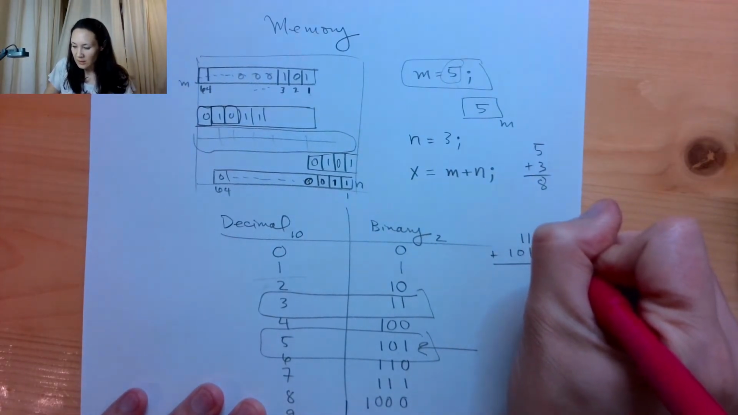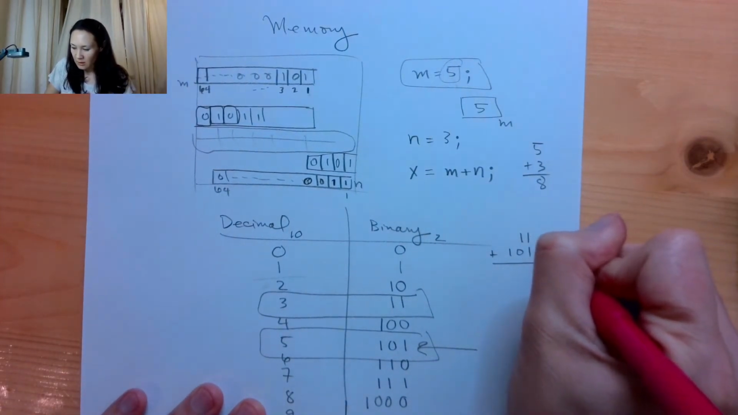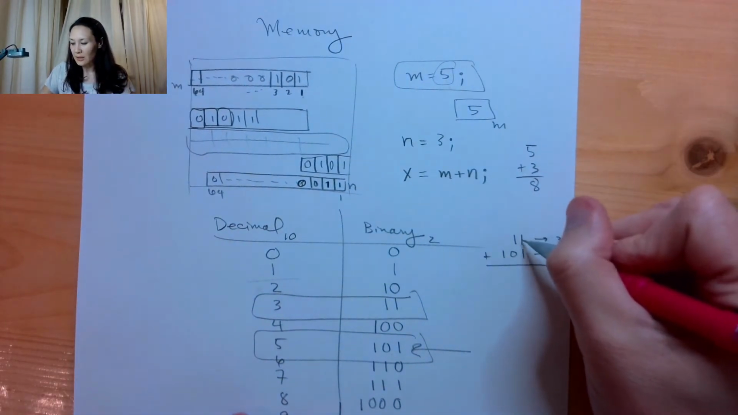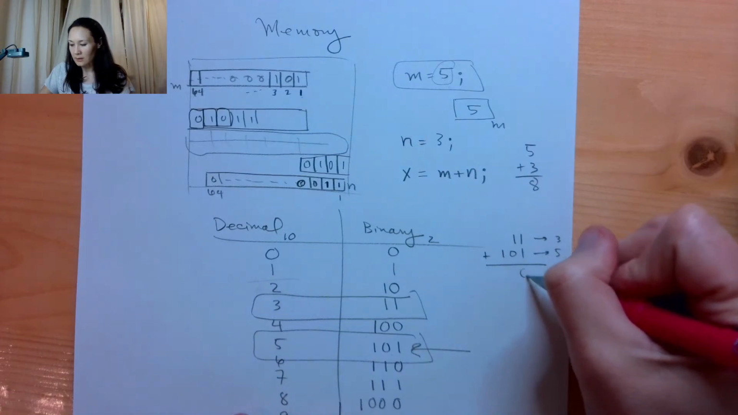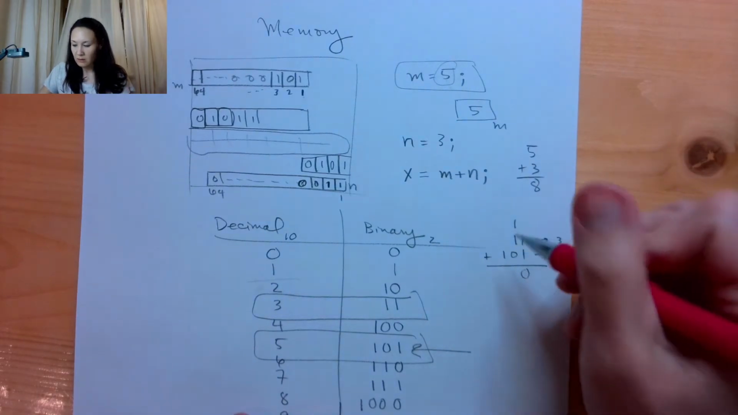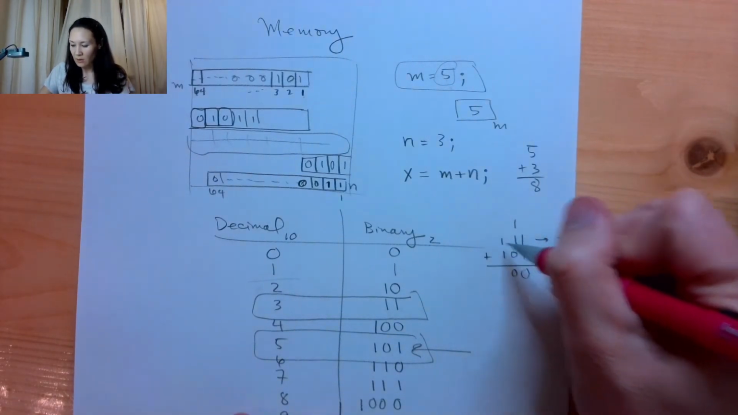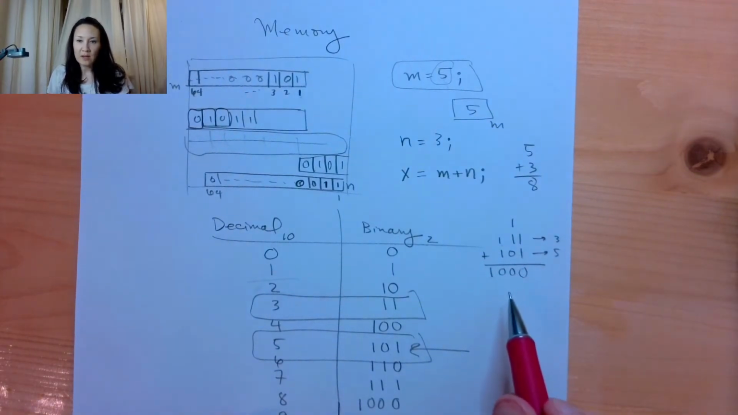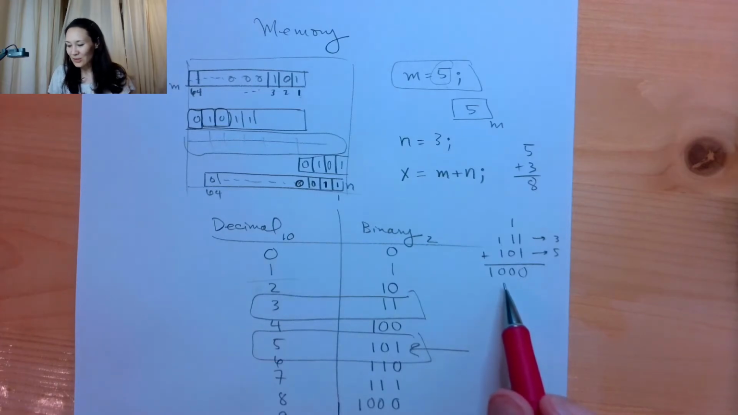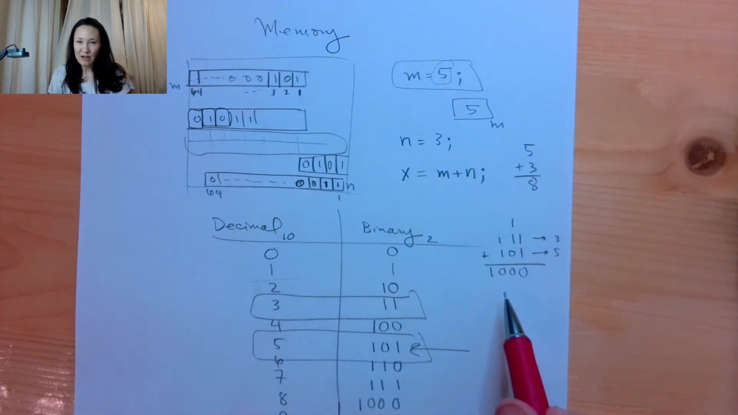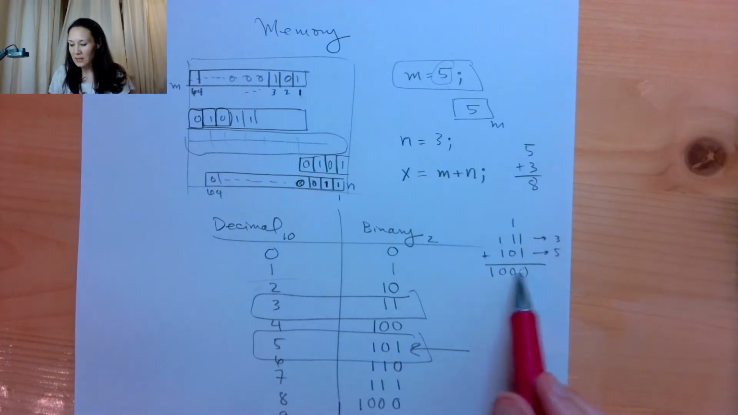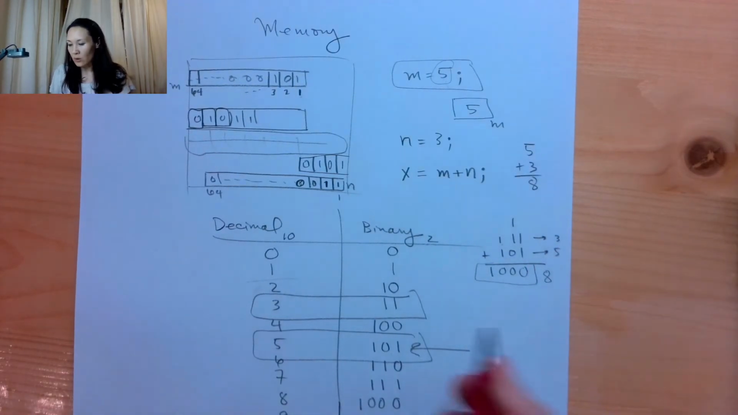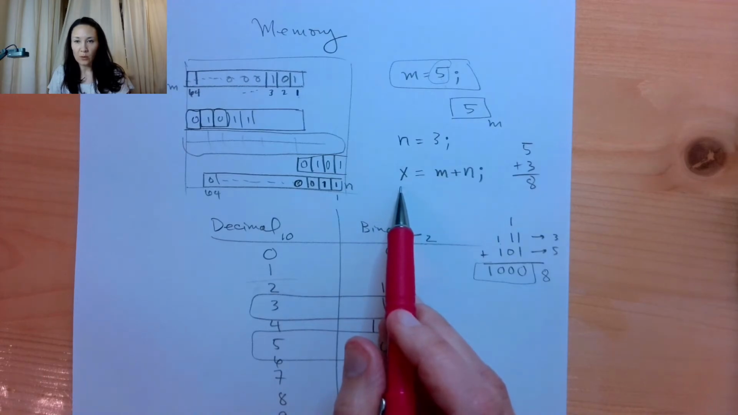Because this is the 3 and this is the 5. Okay, so the binary addition looks like 1 plus 1 is 0, we carry the 1, 1 plus 1 is 0, we carry the 1, 1 plus 1 is 0, carry the 1. And you don't have to worry too much about this. I'm not going to ask you to do binary arithmetic, but just so you can see that this is the actual number that's going to get stored in our variable that we're calling x.